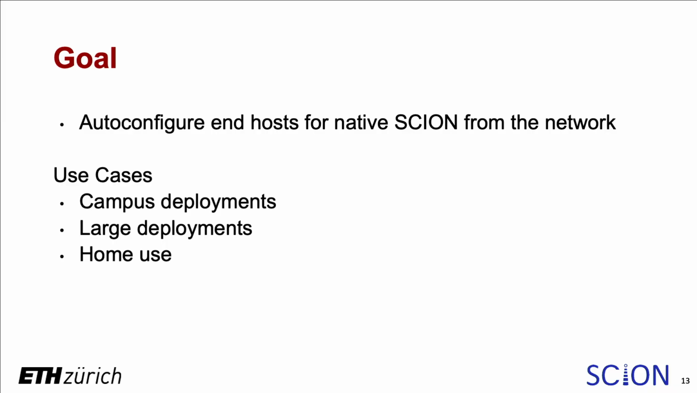But first, let's go a few steps back and have a look at what we're trying to achieve there, what the goal is. So we want to auto-configure end hosts for native SCiON by using hints that we receive from the network. Use cases include large campus deployments, where users also might travel between different campuses with different SCiON connectivity, large deployments, or home use, where ease of configuration is important. So everywhere where we need efficient bootstrapping of SCiON connectivity for native SCiON applications.